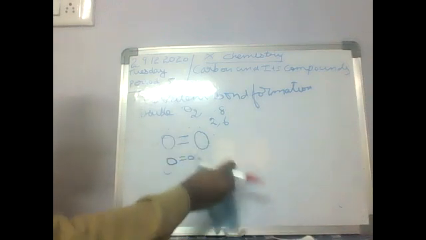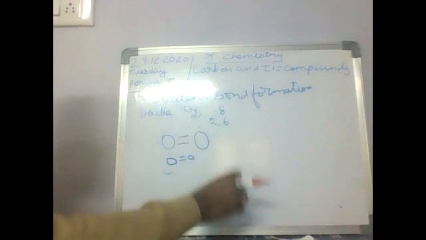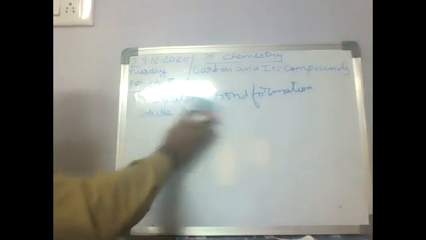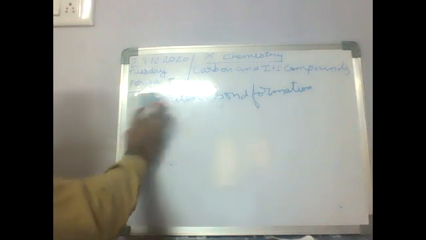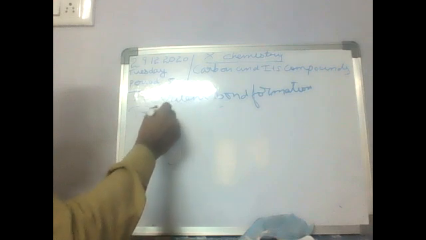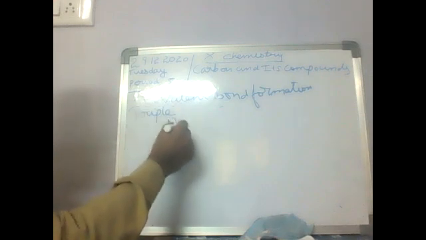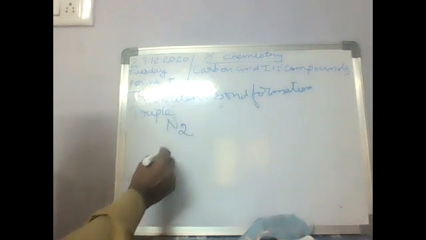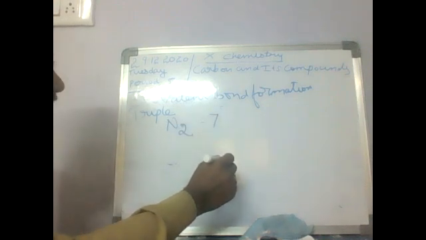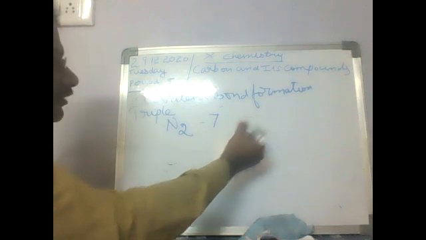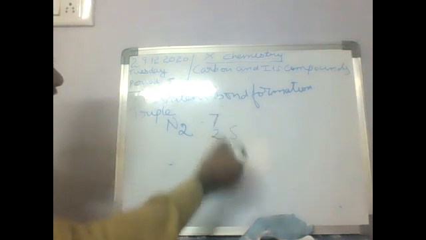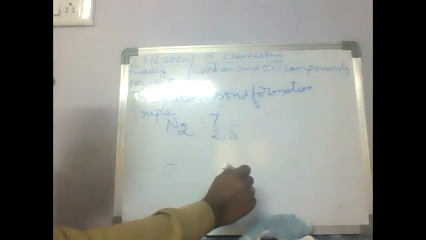And again, you can go for another example, the triple bond. Now you can go for triple covalent bond. What is a triple covalent bond? I can take nitrogen, N2, as an example. The atomic number of nitrogen is 7. So the electronic configuration is 2, 5. So it requires 3 electrons to complete the octet.